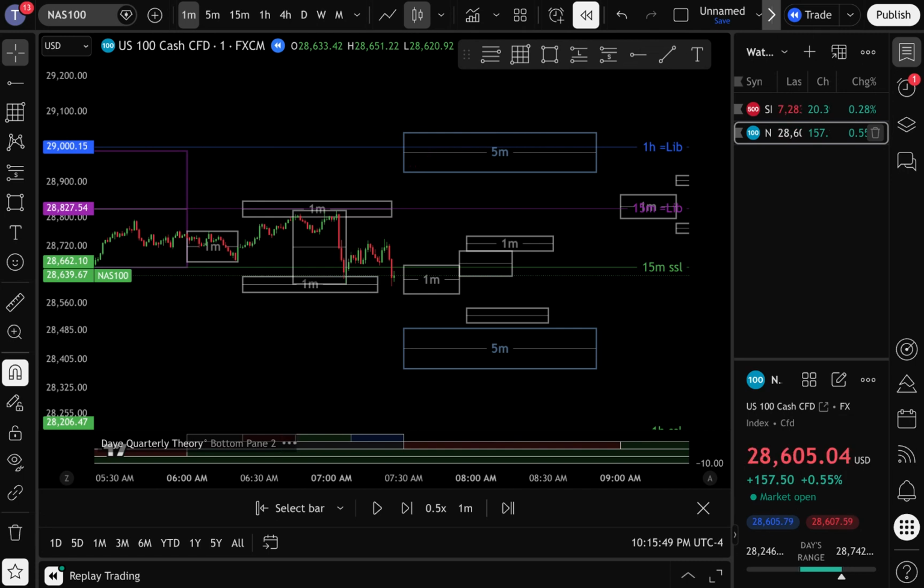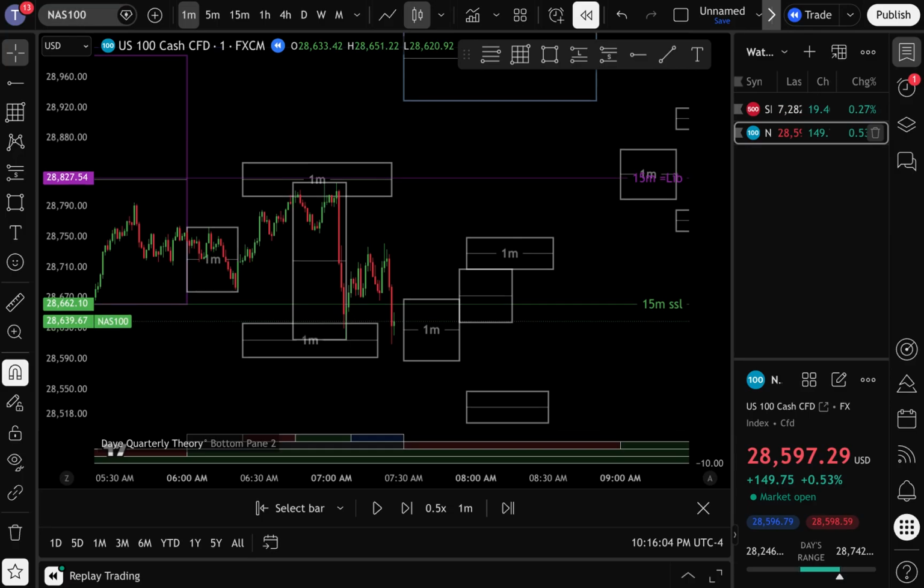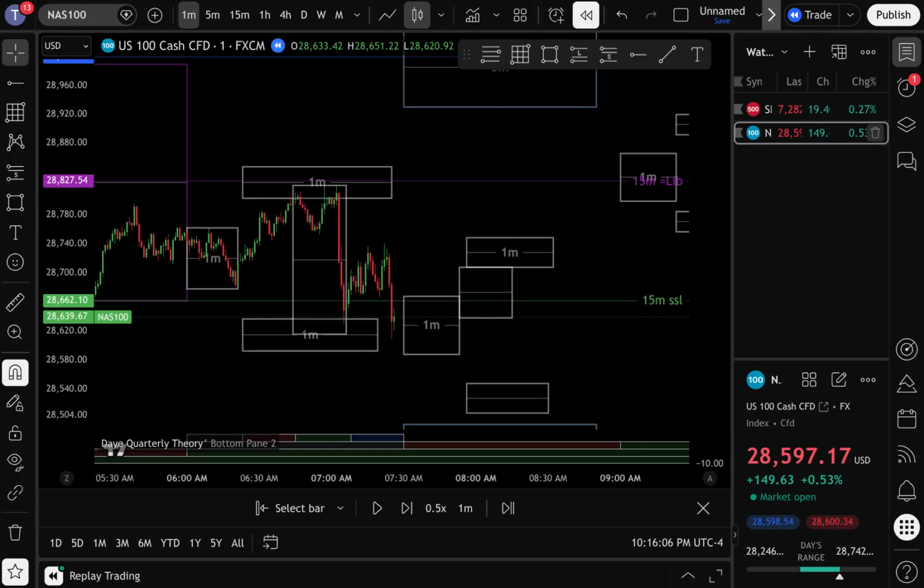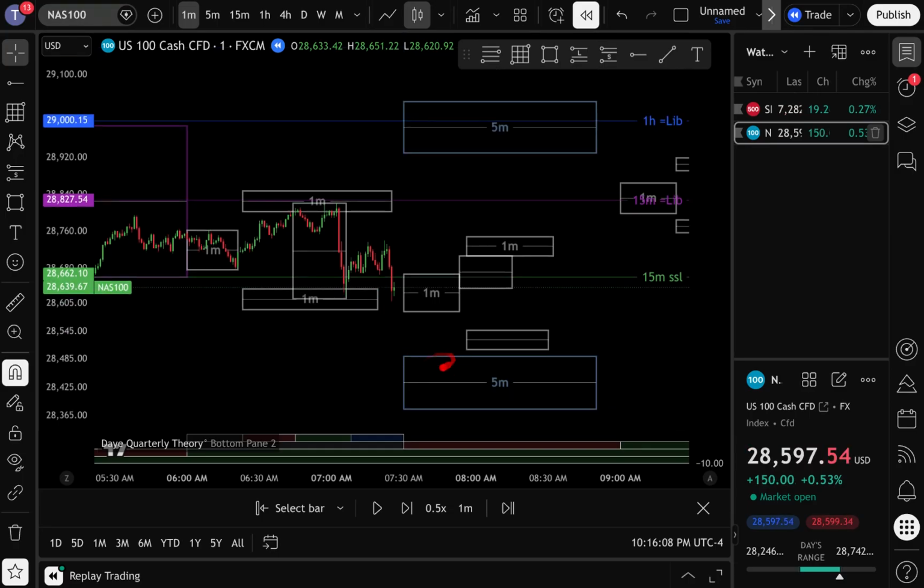For the 5 minute, it's the same thing. This is the high, this is the low, and all of these are targets because we use the 1 minute and the 5-second chart to get us to here, leave a runner to get us to here.